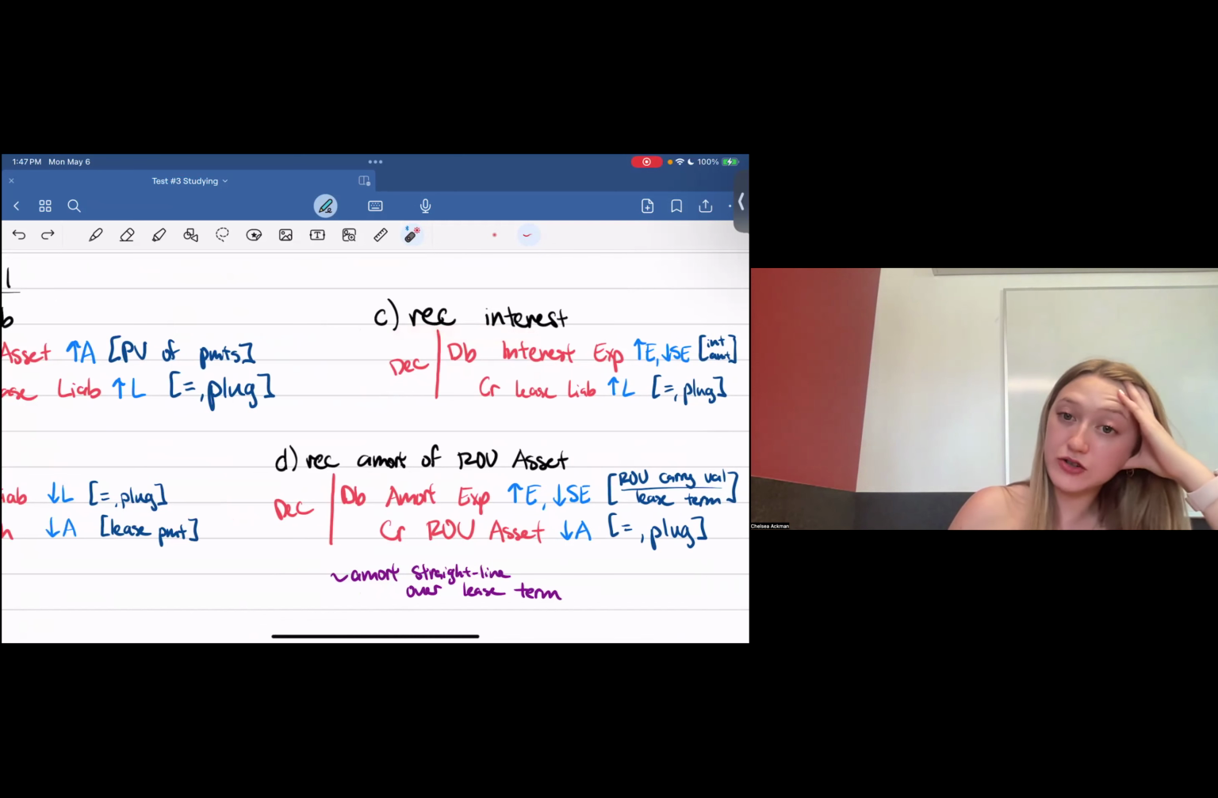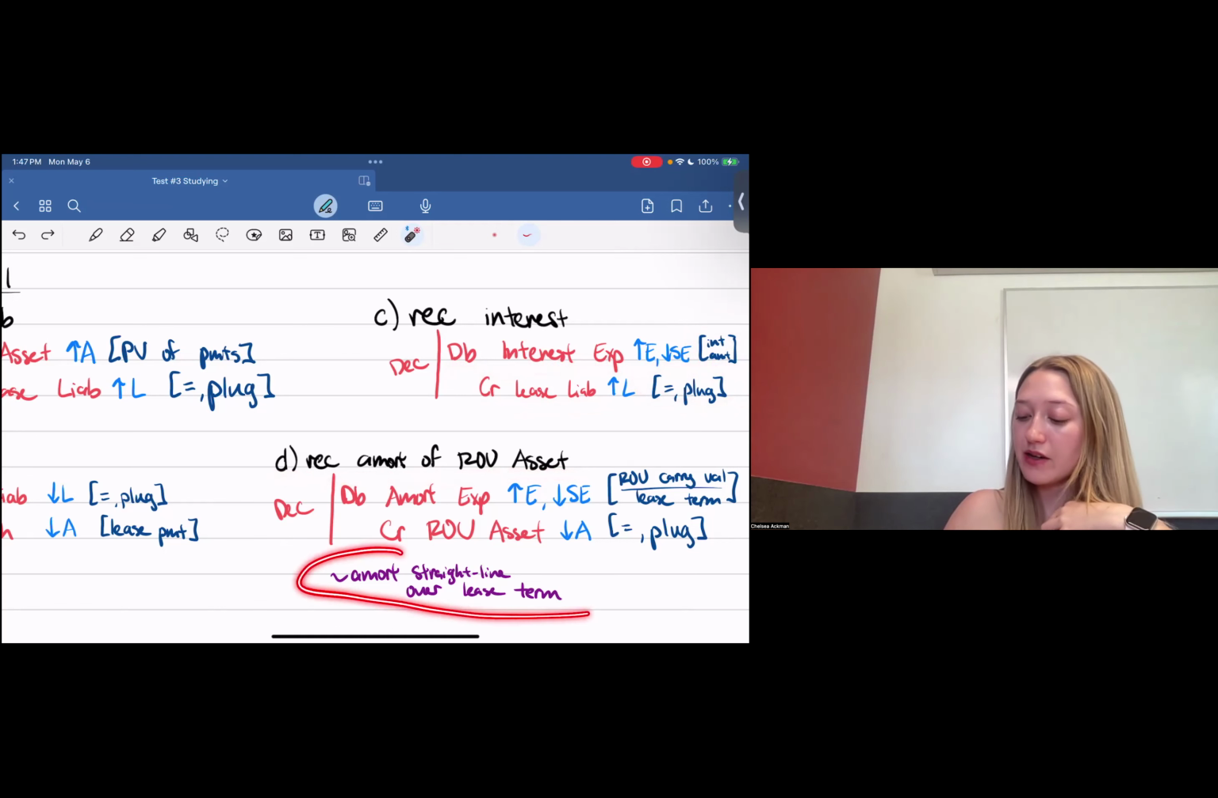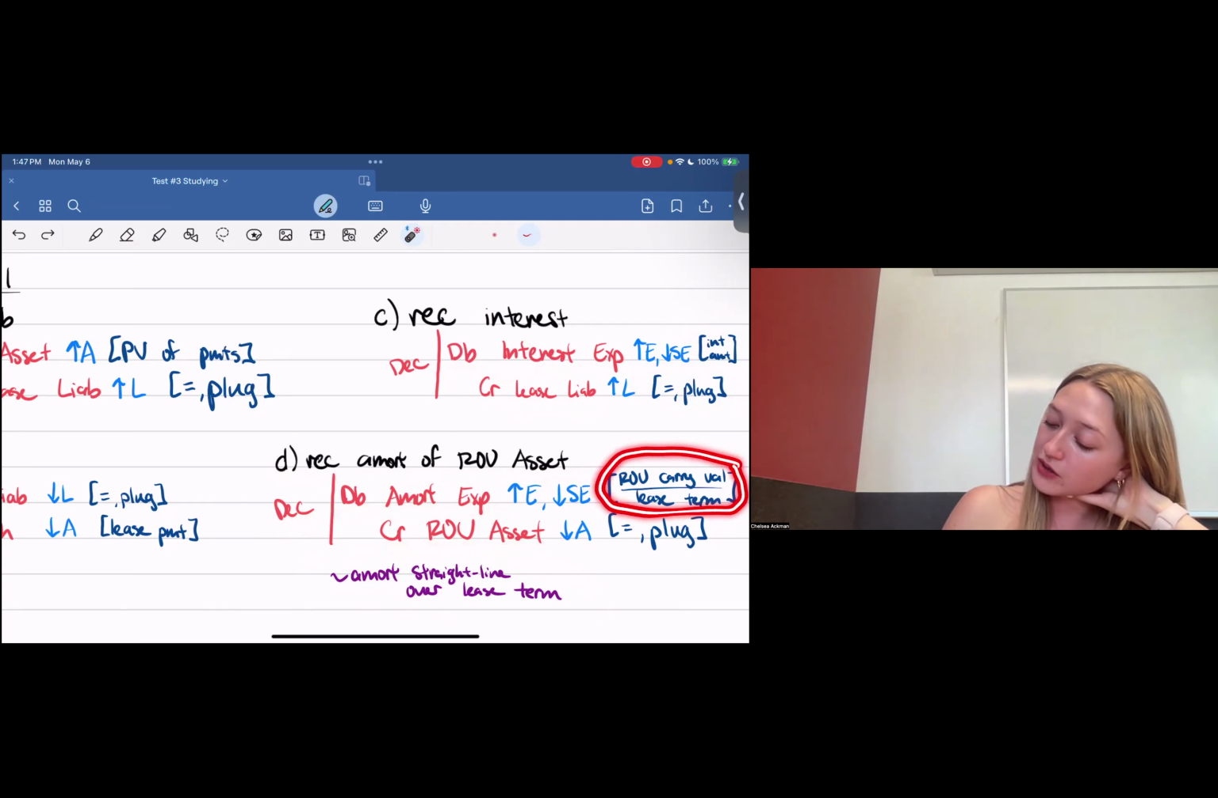Then we're going to record interest in December at the end of the year through a debit to interest expense, which is at the interest amount, and a credit to lease liability for that same amount. And then lastly, for year one, we're going to record the amortization of the ROU asset. We amortize ROU assets straight line over the lease term. Again, at the end of the year, we're going to make a debit to amortization expense and a credit to the ROU asset, and the amount is the ROU carry value divided by the lease term.